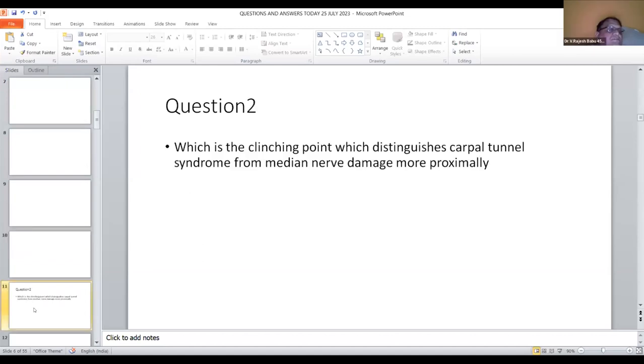Okay. Congratulations. The second question is, which is the clinching point which distinguishes carpal tunnel syndrome from median nerve damage more proximally? The answer is sensory loss over the thenar eminence will not be there in carpal tunnel syndrome, because the palmar branch of the median nerve enters the palm superficial to the retinaculum. That is the answer. And the winner is Sivasubramanian. Sivasubramanian is not there.